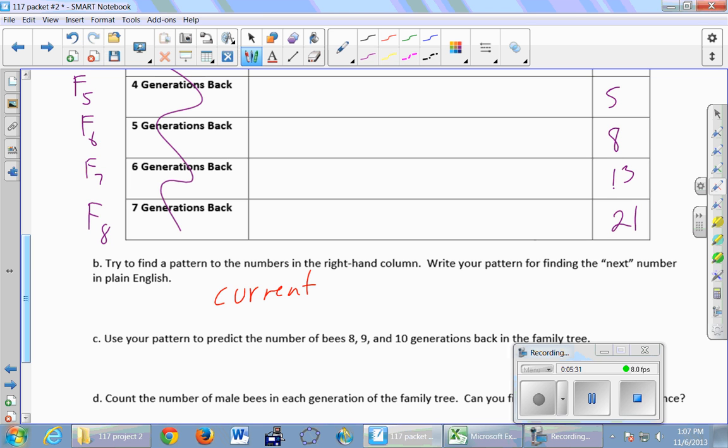Current generation plus previous generation gives you the next generation. See if we buy that. If you take 5 and 8 and add them up, what do you get? 13. If you take 8 and 13 and add them up, 21. That's the pattern in plain English. If you want to find a number, you add the two previous numbers. Super.